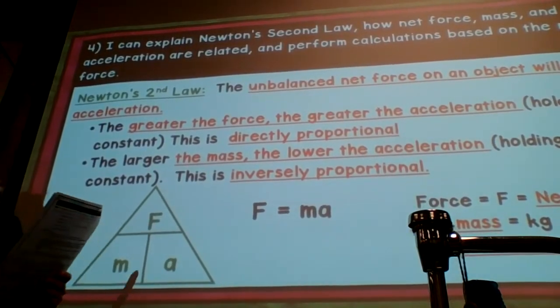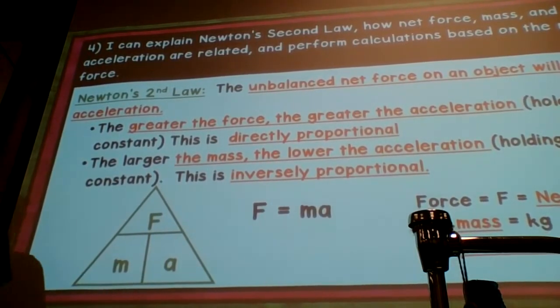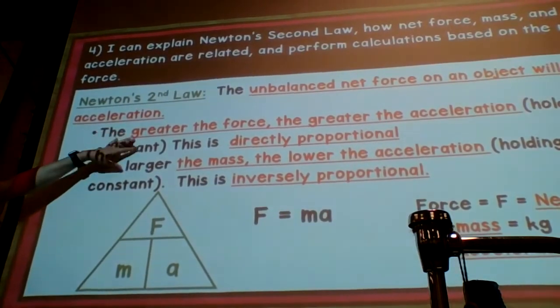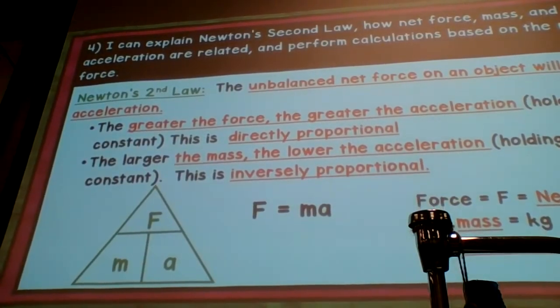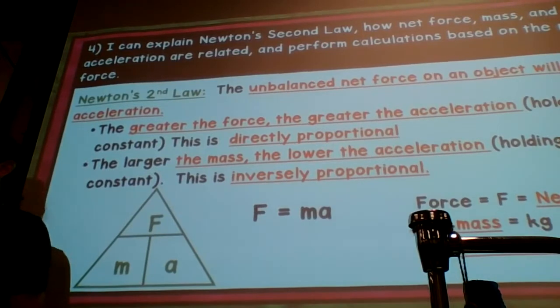His second law says that the unbalanced net force on an object will cause acceleration. And then it tells you how force and acceleration are related. The greater the force, the greater the acceleration. So if we have a really big force, we're going to have a really big acceleration. If we have a really big mass, we're going to have a small acceleration.